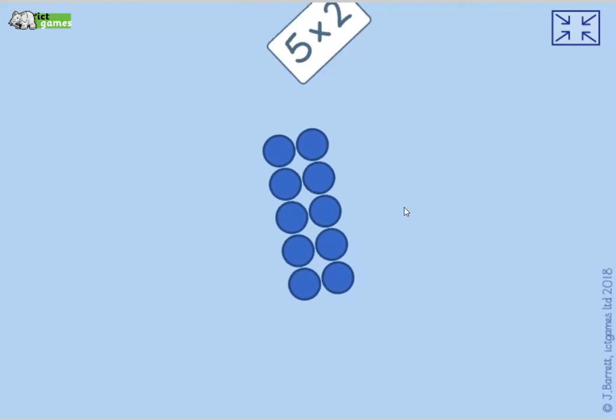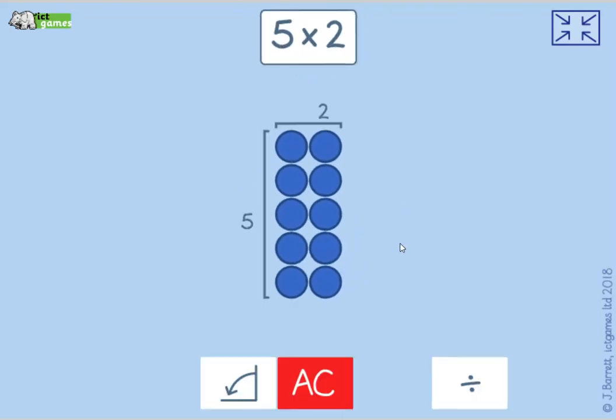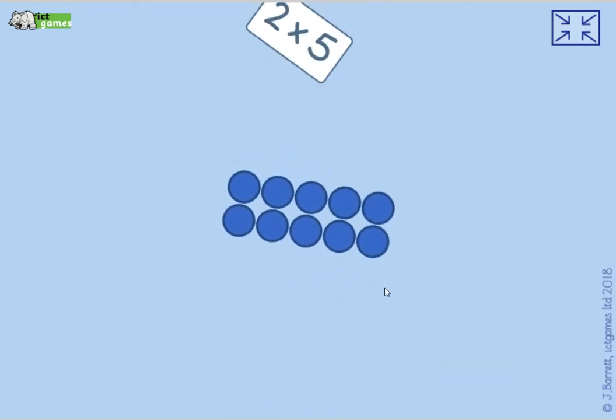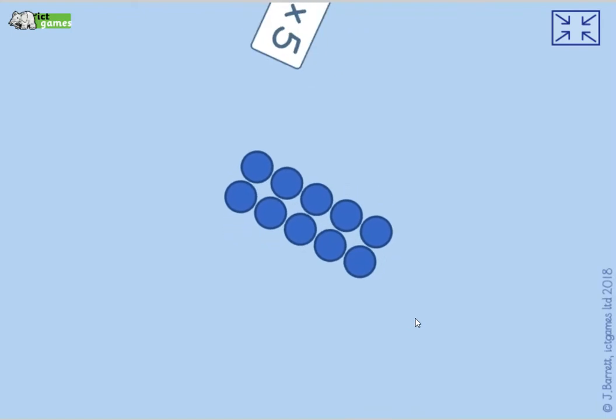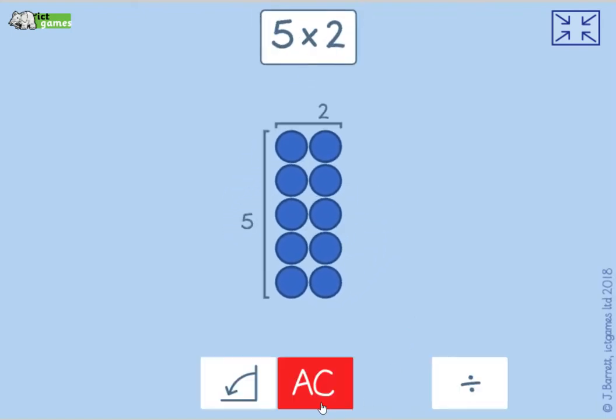And the reason that works is it's called the commutative law. My turn. Commutative law. Your turn. Commutative law. Okay, it means it can go either way with a times table. You can swap them round. Okay, a bit like adding. You can swap adding round. You can't do it with taking away. But, okay, fantastic. Let's do another one.